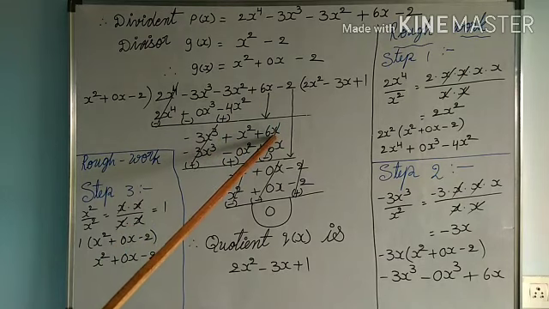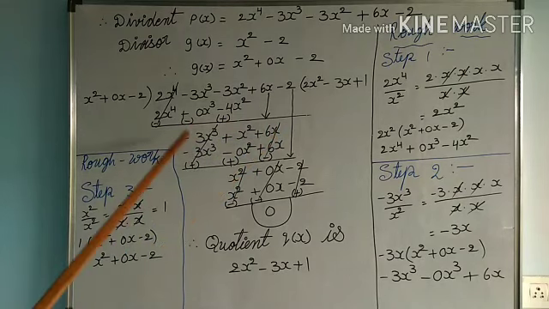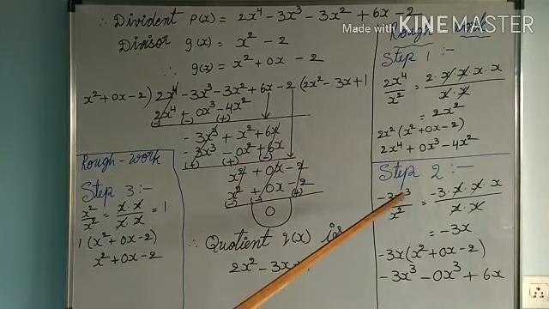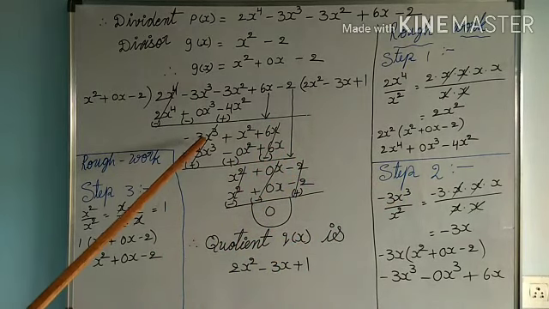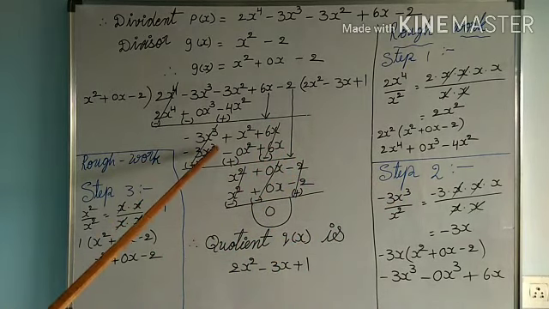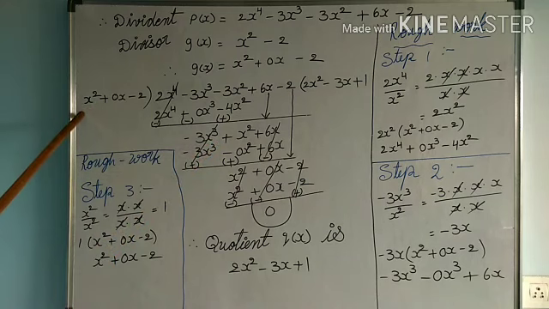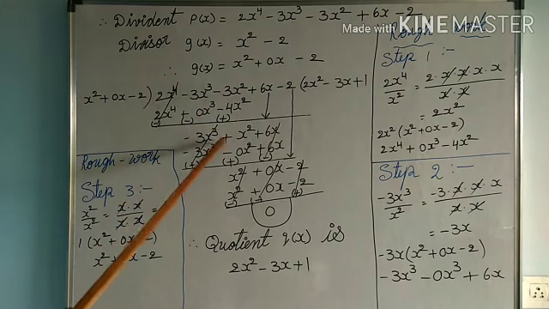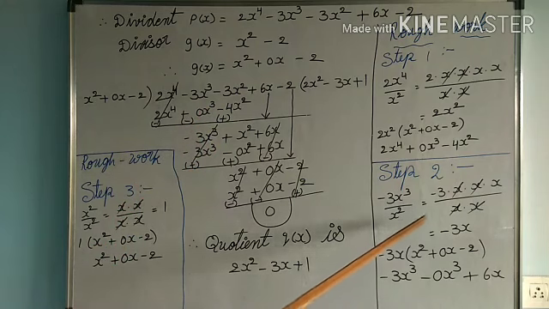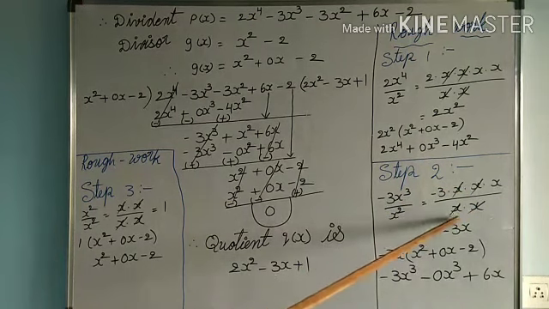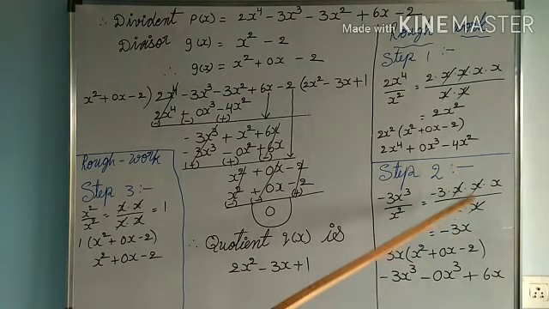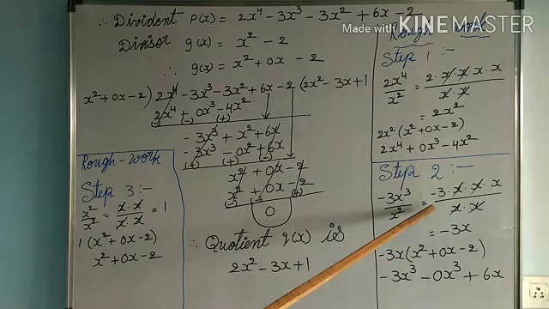Bring down 6x. Next is the second step: divide the first term by the divisor's first term. The first term is minus 3x cube, divided by x square. Minus 3 into x cube, which is x into x into x, by x square, x into x. Cancel the x terms. What remains is minus 3 into x, minus 3x.